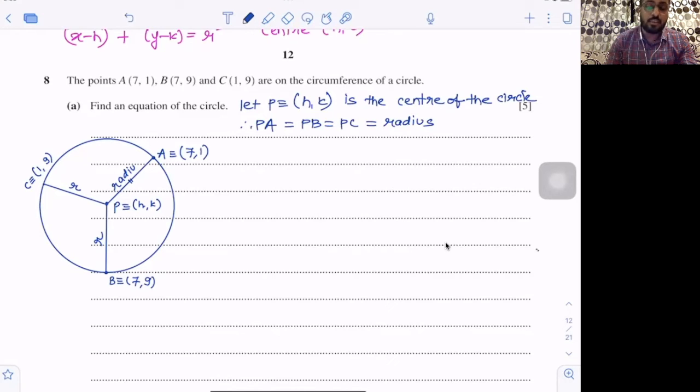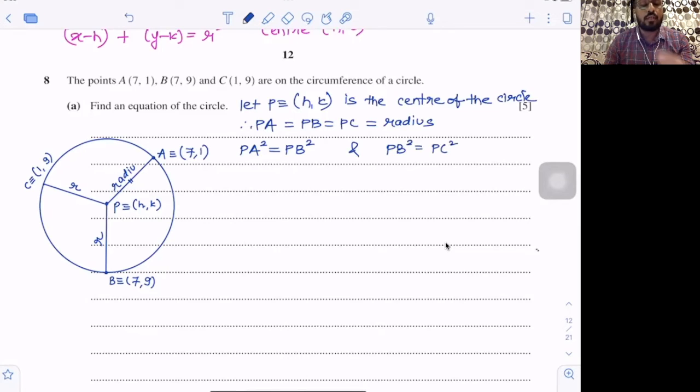So if PA is equal to PB, can I say PA² must be equal to PB², right, students? I can say PA² is equal to PB². And can I also say that PB² will become equal to PC²? I can say PB² is equal to PC², isn't it?